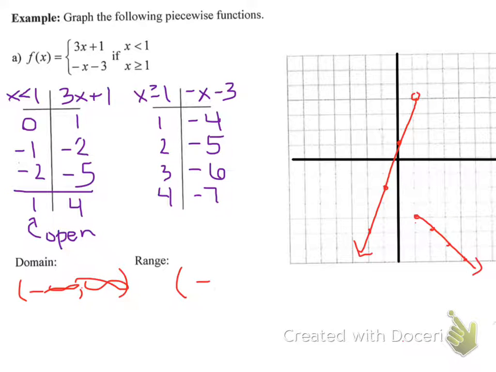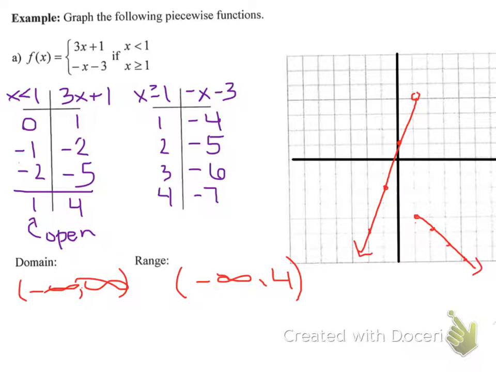The range is negative infinity to positive infinity as well, because where this piece stops, the other one would pick up. So no y values are missing. And when I said to positive infinity, I was totally just kidding. I'm just checking to make sure you're awake. So my y values actually only go up to 4, but it's not included, so we have to put a parenthesis.